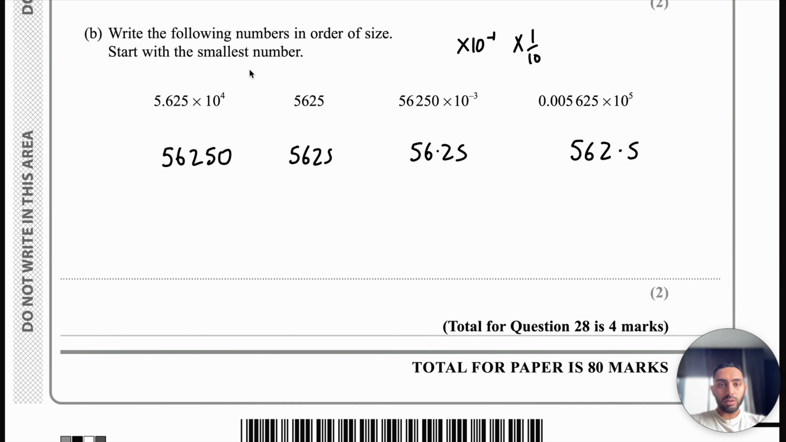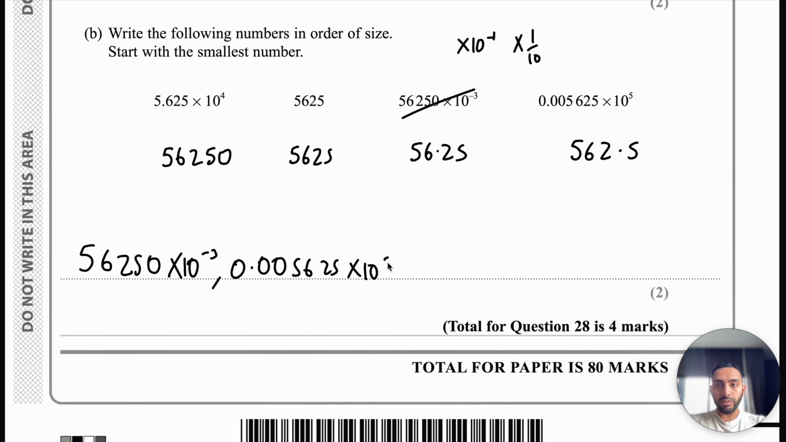We just need to compare these. I'm looking for the smallest number. I can see the largest digit in this one is my 10, so this one will be the smallest one. So that would be 56250 times 10 to the negative 3. That's that one. Then the largest digit I can see in this one is hundreds. So I'm going to write this one, 0.005625 times 10 to the 5. That's that one done. Then the largest digit here is thousands, so that would be 5625. And this one is remaining, so I've got 5.625 times 10 to the 4.